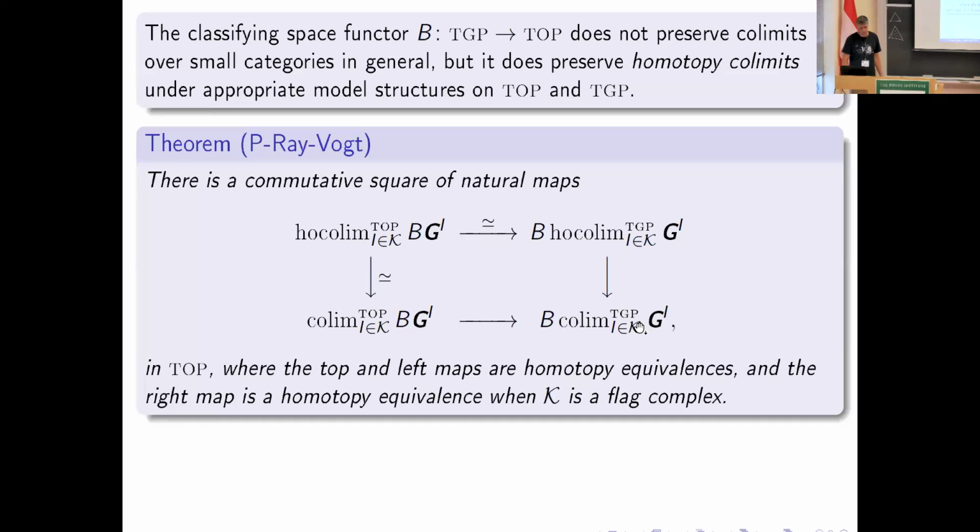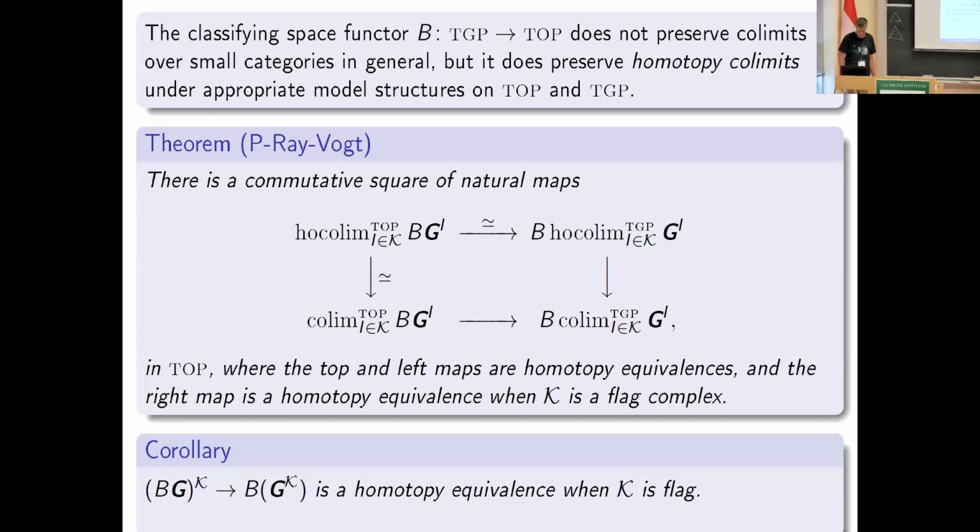But this is not the case for groups. For topological groups, the colimit is this graph product, and the homotopy colimit is generally something different. So those two arrows are always homotopy equivalences, but those two are not. In fact, they are if and only if K is a flag complex, if and only if your polyhedral product is a graph product.